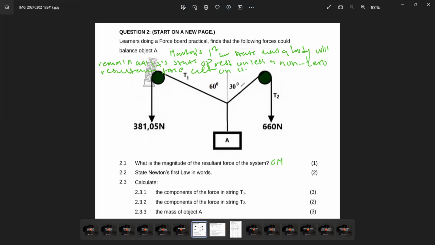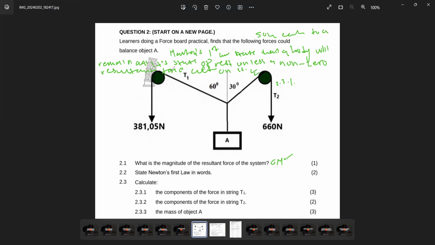Stating Newton's first law. Then we've got the remarks. It says calculate the components of the forces. Remember, here we've got a vertical component and also a horizontal component. In vectors in two dimensions, I advise that before you find the component, always use SOHCAHTOA. This is your key.